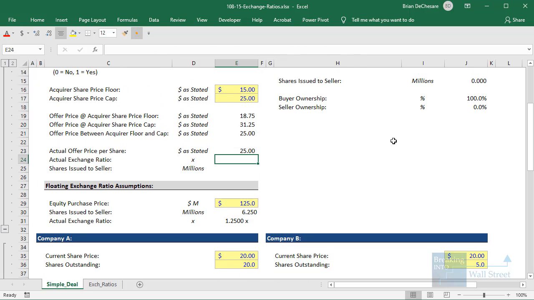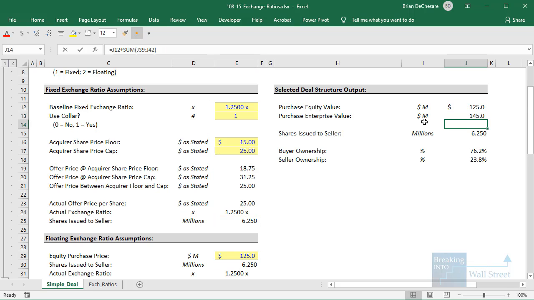Now we can calculate the actual exchange ratio based on this actual offer price. So we'll take this and divide by the buyer's share price. And then for the shares issued to the seller, we'll just take our actual exchange ratio and multiply by the seller's shares outstanding right here. And so we have that. And all of these formulas look fine.